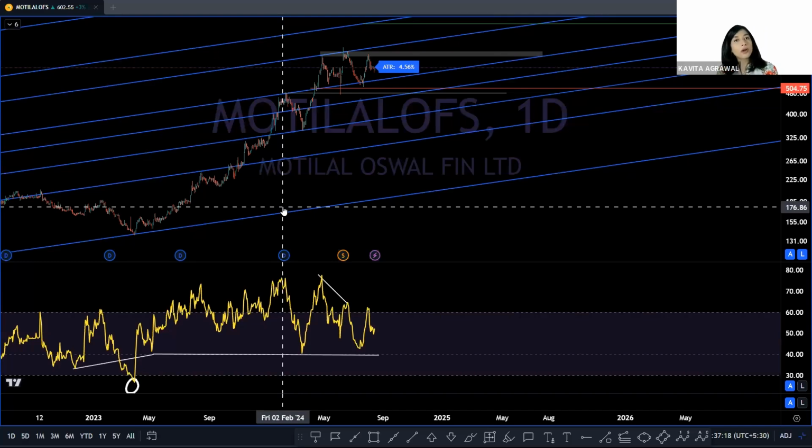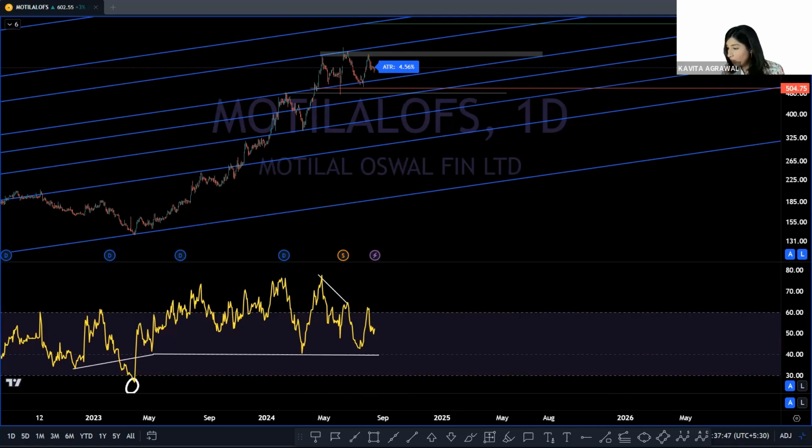So even for a very reliable indicator like RSI, for it to deliver results for you, you need to look at it against the context of price, volume activity, the price structure, the trend. All of those things need to be taken into consideration.